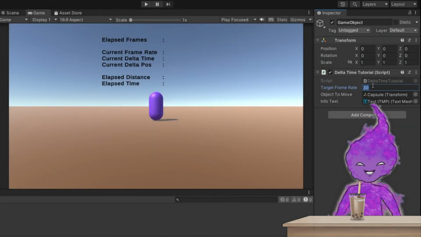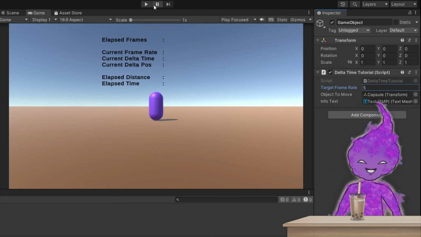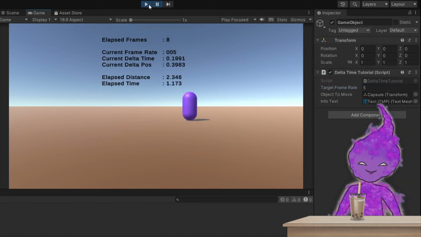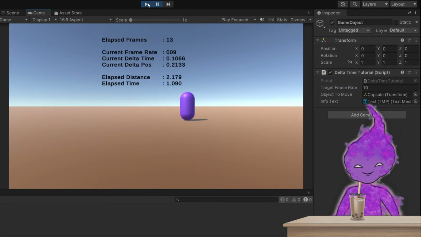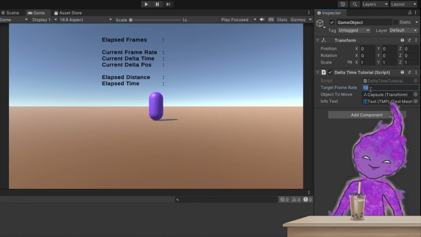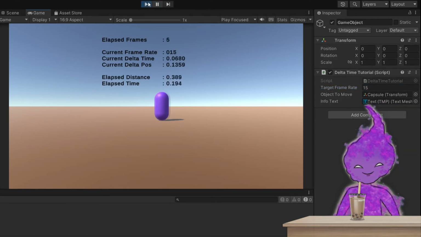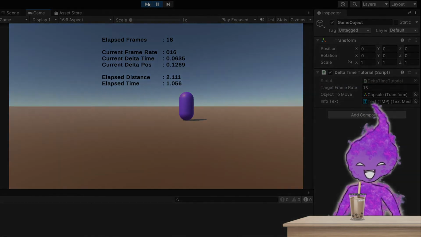One more important thing to note is that the lower the frame rate, the higher the delta position would be, resulting in a visually less smooth movement, although with a correct speed. But in the end, it is more important to make sure that our game is running at a consistent speed. And that's all for delta time.